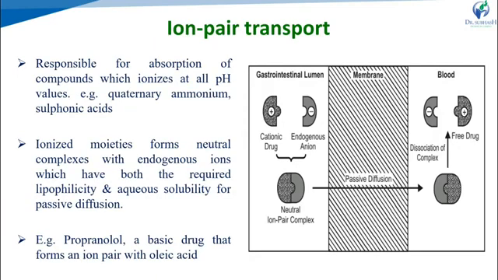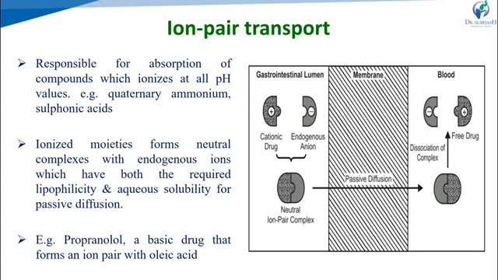Next one, ion pair transport. What happens in ion pair transport? An ionic drug binds with opposite ions and forms a neutral complex. That neutral complex crosses the cell membrane, reaches the other side, the blood, and dissociates to release the free drug. It is responsible for the absorption of compounds which ionize at all pH.